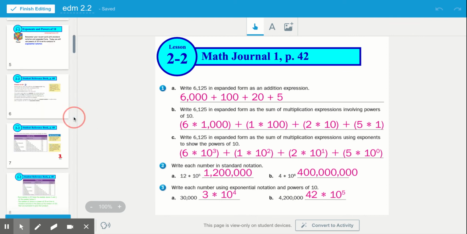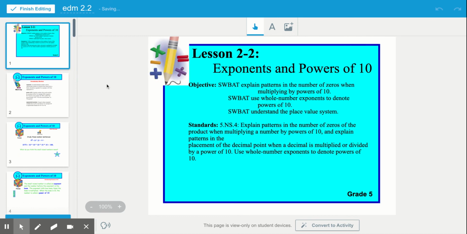Great work. And now what you should do is check out your 2.2 independent work on Canvas. Remember that today we were able to see those patterns in the number of zeros when multiplying by powers of 10. We're using those whole number exponents to denote the powers of 10, and also continuing understanding that place value system.